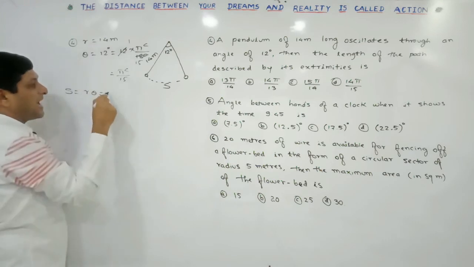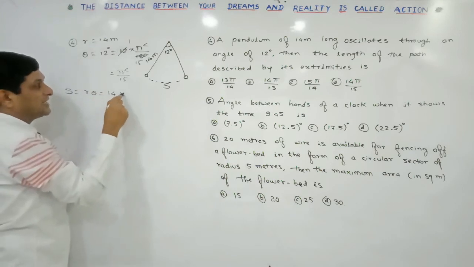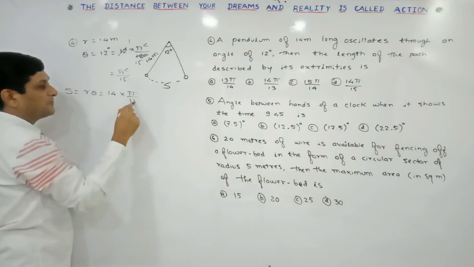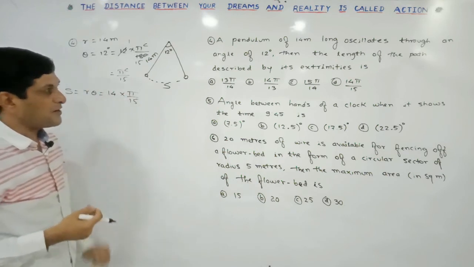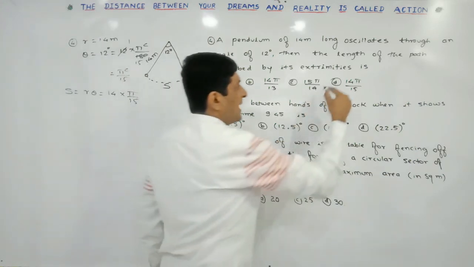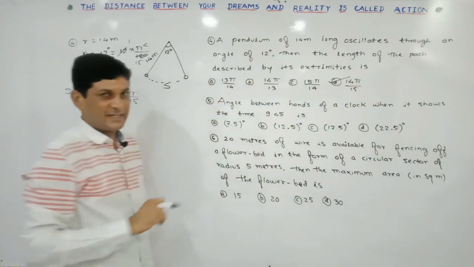What is here? R is equal to 14 and theta is equal to pi upon 15. So nothing is there to simplify. So 14 pi upon 15. So 14 pi upon 15 will be our correct answer.